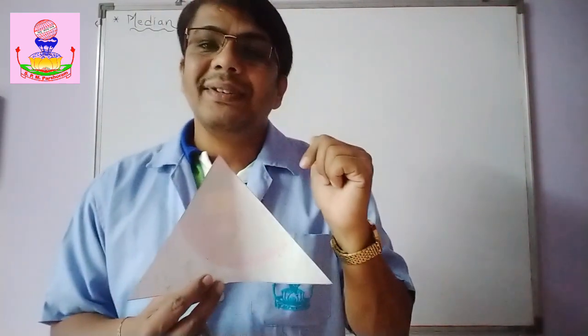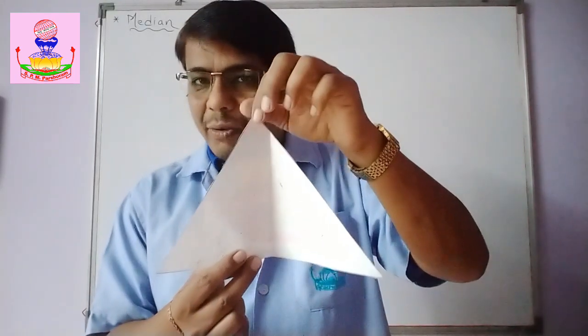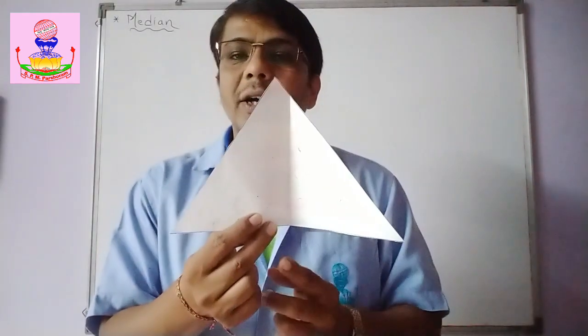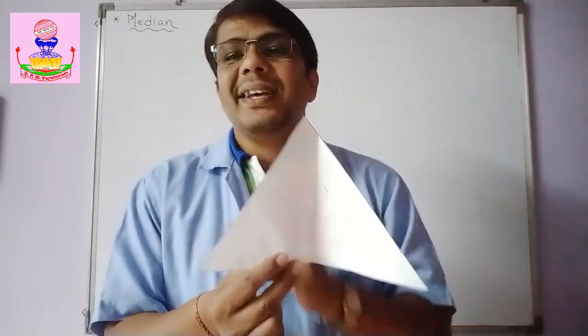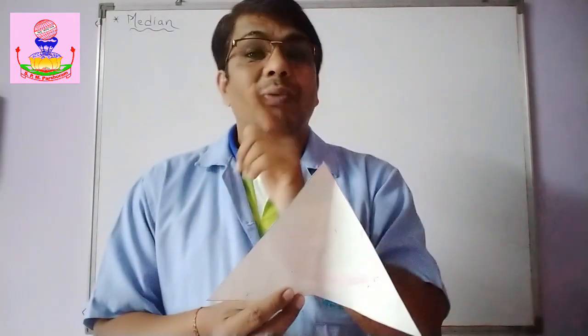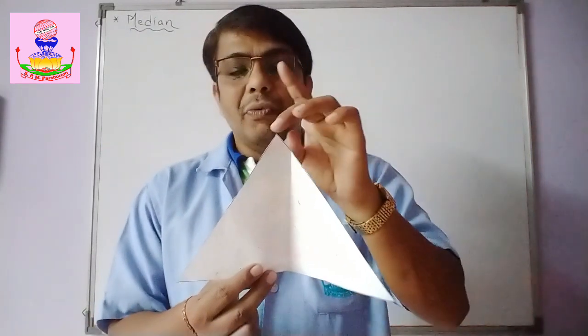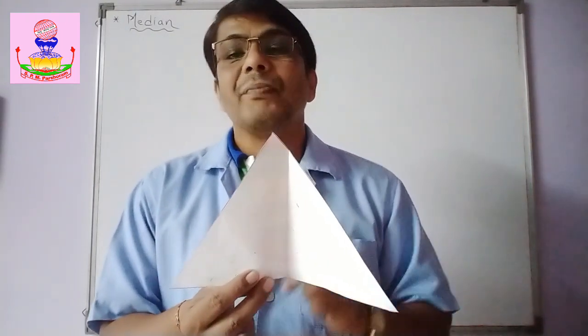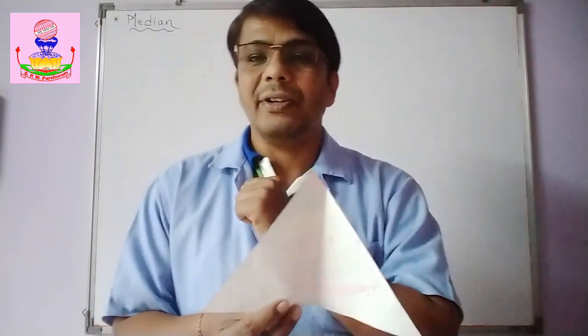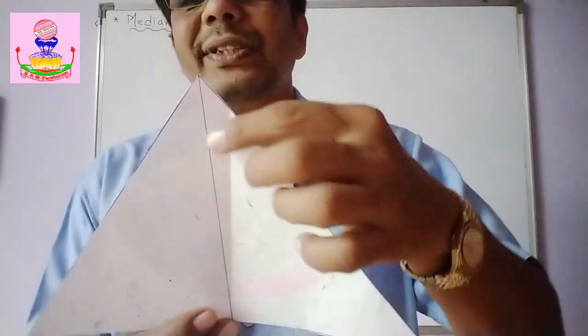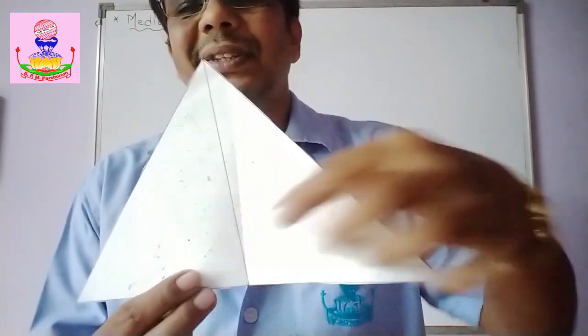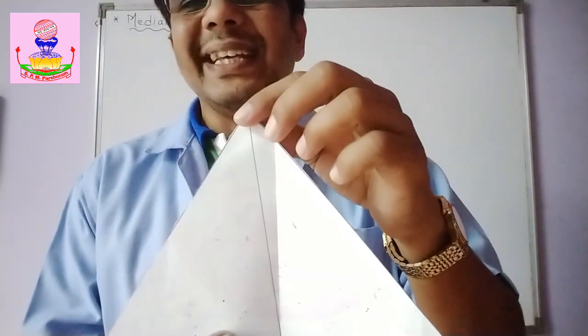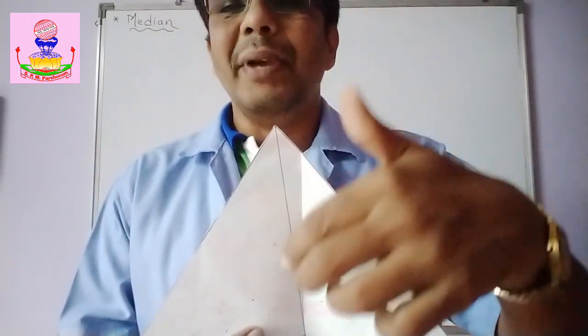So what is a median? A line segment which joins the vertex of a triangle to the midpoint of its opposite side is called the median. Okay, so you can see here I have drawn this line segment. So this is the median, this is the midpoint, and this is the vertex. So when they are joined by a line segment, that line segment is called the median.